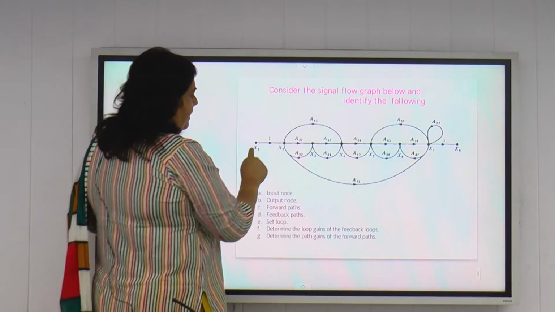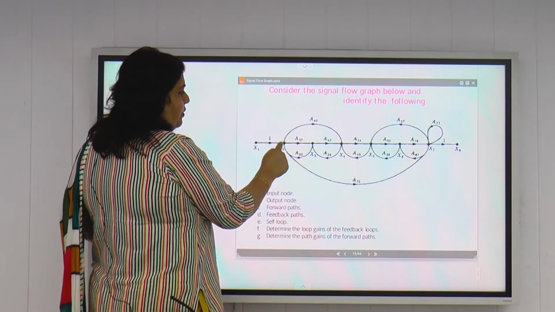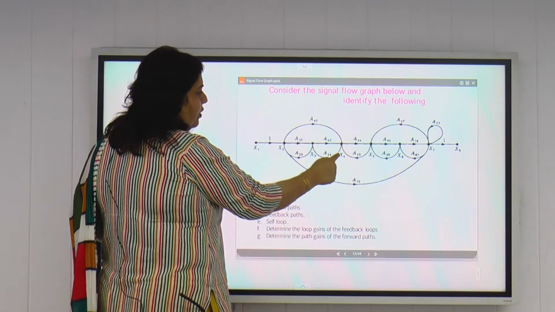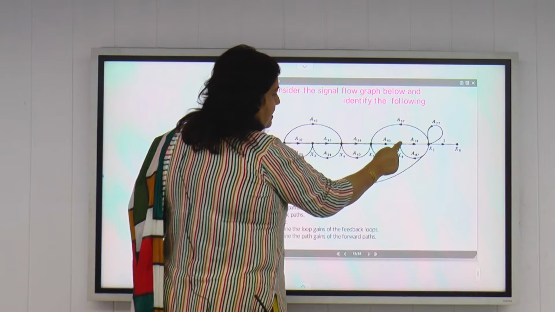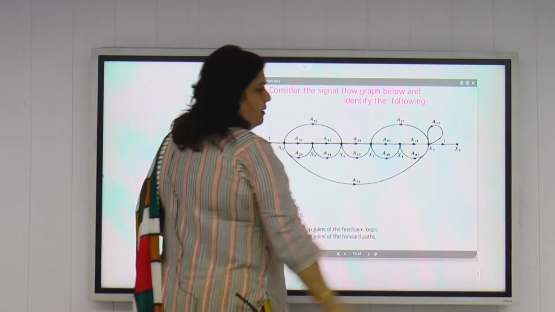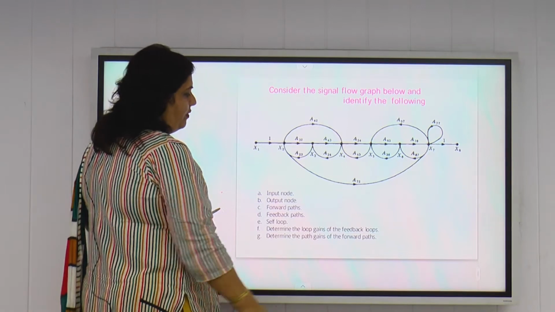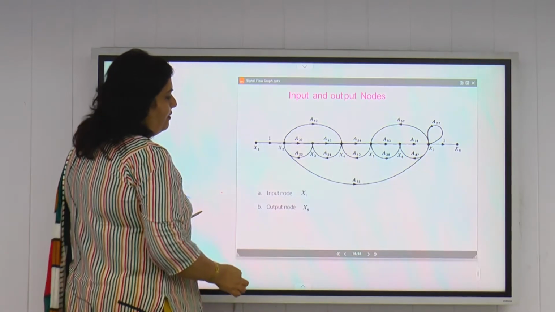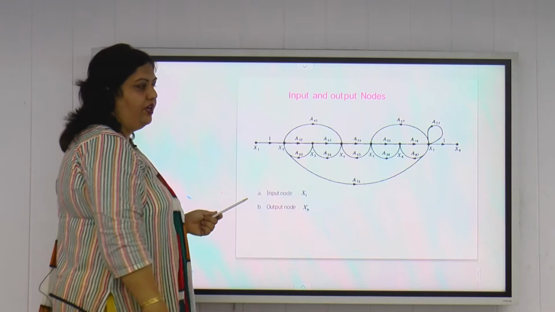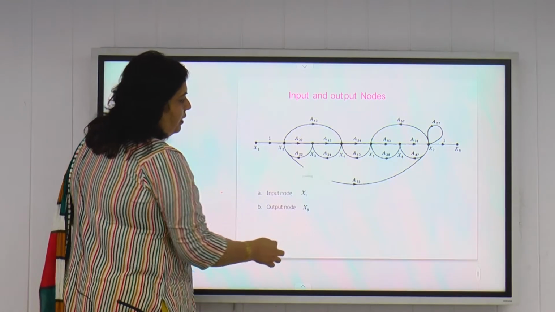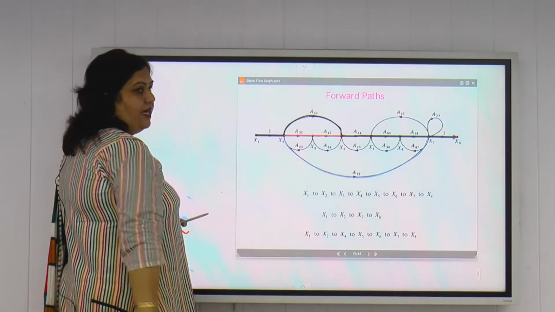The third forward path here is we start from X1, we go to X2, then through A42 we reach X4 and then A54, A65, A76, 1 and come out to the output X8. So this is the third forward path. So we will show one by one. This is the input node, I have already told you. X1 is the input node and X8 is the output node. So these are three forward paths I have already told you.